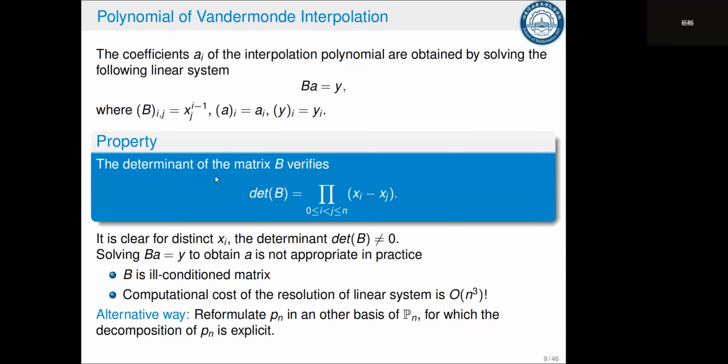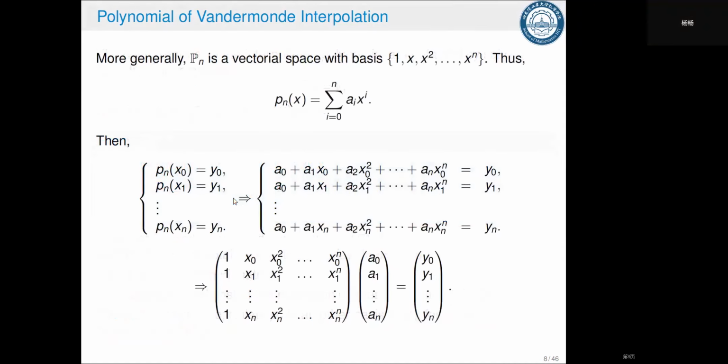Furthermore, let's observe this matrix. I will tell you this is a very famous matrix, and it has a name. This is called a Vandermonde matrix. This one, Vandermonde matrix.